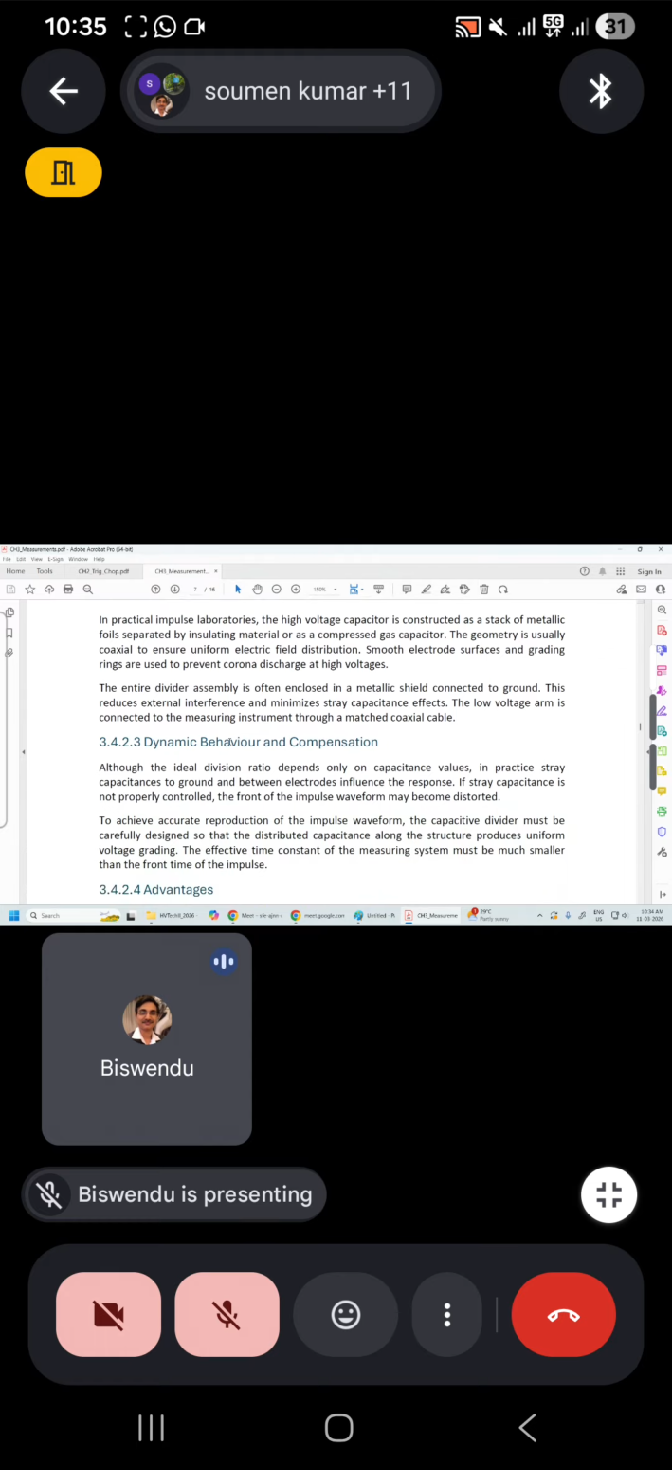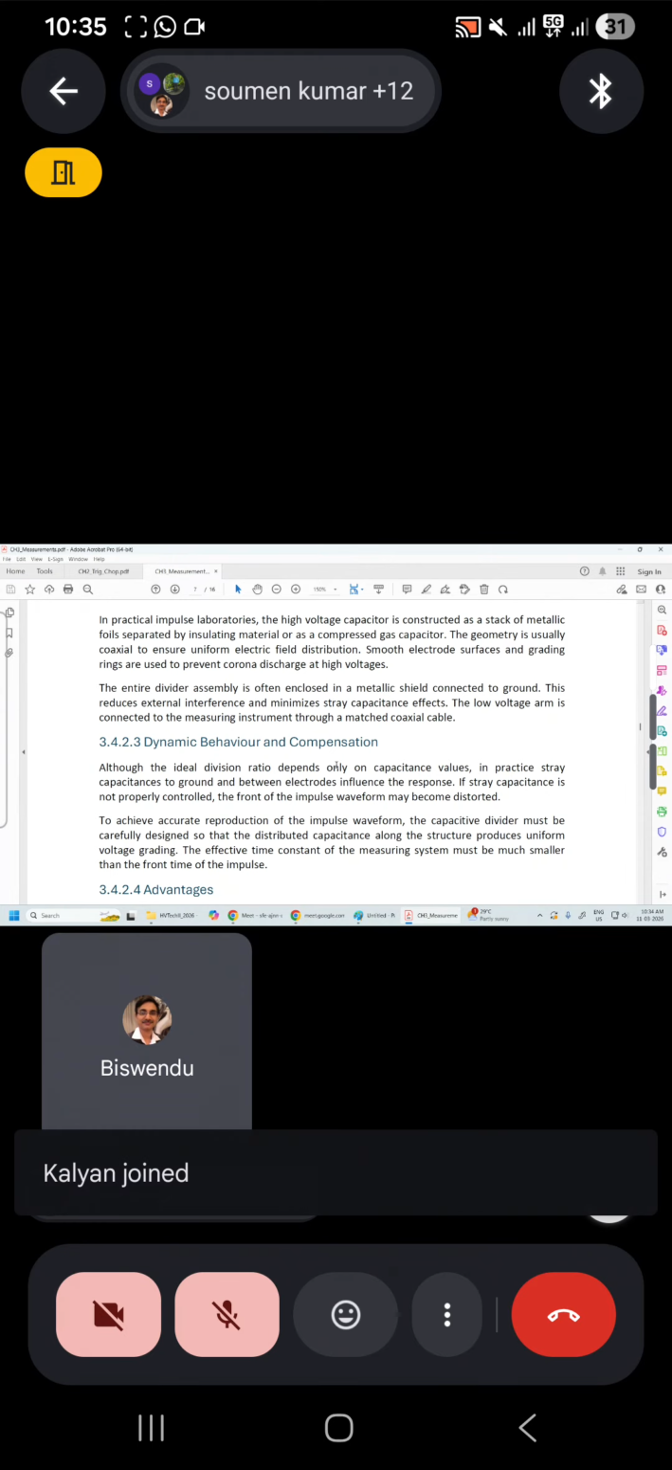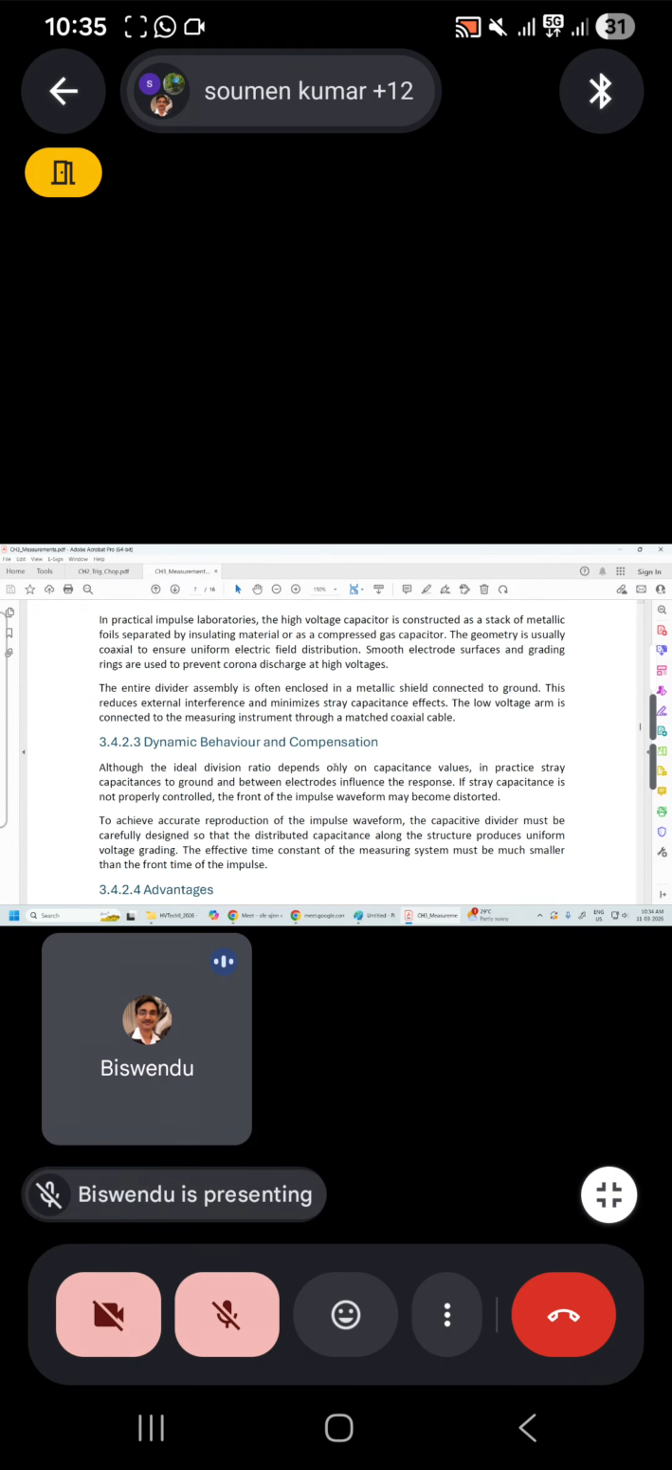Now it has dynamic behavior and compensation, because due to some weather change and body capacitance, some capacitance will vary, so it must be frequently calibrated. Before testing, we will calibrate with the help of a known voltage, a calibrated voltage, and we will calibrate that.